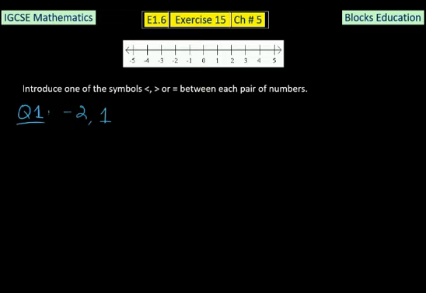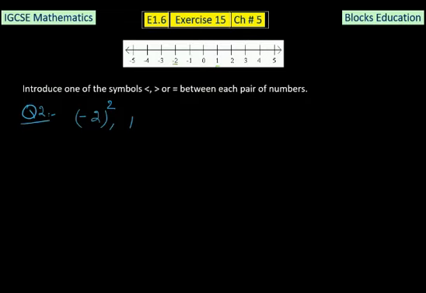It says introduce one of the symbols less than, greater than, or equals to between each pair of the numbers, and these are the questions from question number 1 to question number 15. So in question number 1, it has given a pair -2 and 1, and we have to use any one of these signs, less than, greater than, or equal to. And we know -2 is on the left side here, and 1 is on the right side. As you have already learned and discussed, the number on the right side is always greater than the number on the left hand side. It means that -2 is less than 1.